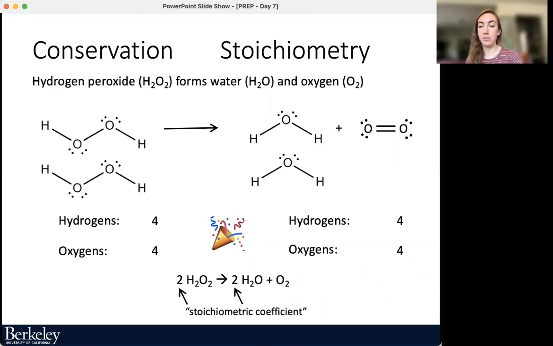Okay, so what these stoichiometric coefficients mean is that if I have 2 H2O2 molecules and they go through this reaction, I'll end up with 2 H2O molecules and 1 oxygen molecule. The way that I think of this is, when I'm cooking, I can't just throw a random amount of yeast and water and flour into a bowl and end up with bread. The amounts matter. And so that's what those stoichiometric coefficients are telling us.